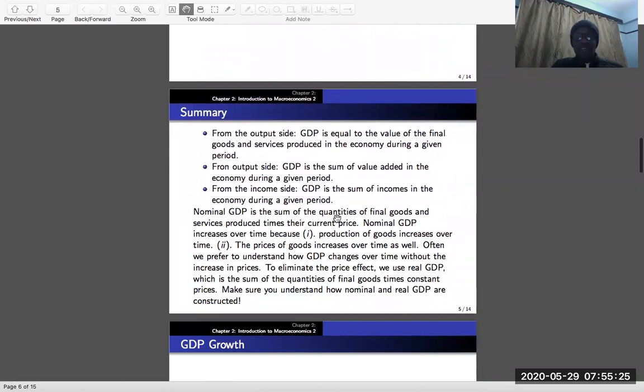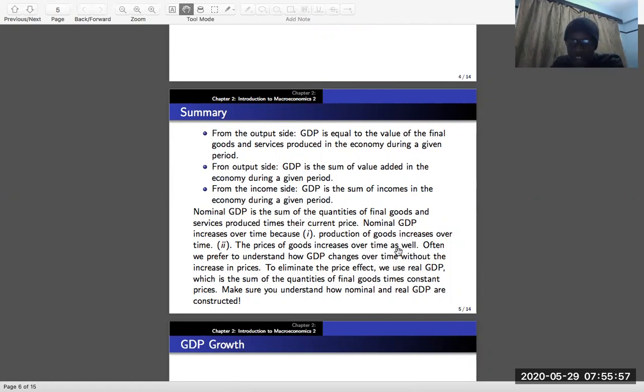Nominal GDP is the sum of the quantities of final goods and services produced times their current prices. So nominal GDP is when you are looking at goods in nominal value, like in cash value. While when you are looking at real GDP, you are looking at it in real terms, i.e. if I give you 100 rand, you don't really look at the 100 rand in cash value. You look at how many goods you can buy with 100 rand. That's when you talk about real GDP.